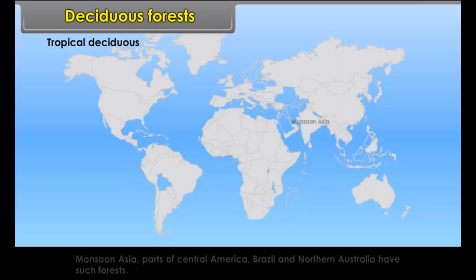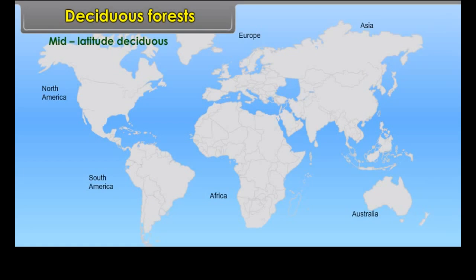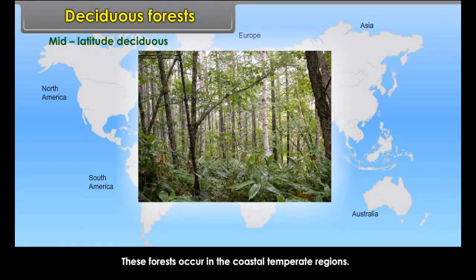Trees are adapted to seasonal changes in temperature. They withstand the dry summer without shedding their leaves. Plants therefore have spiny, waxy and small leaves to reduce transpiration.